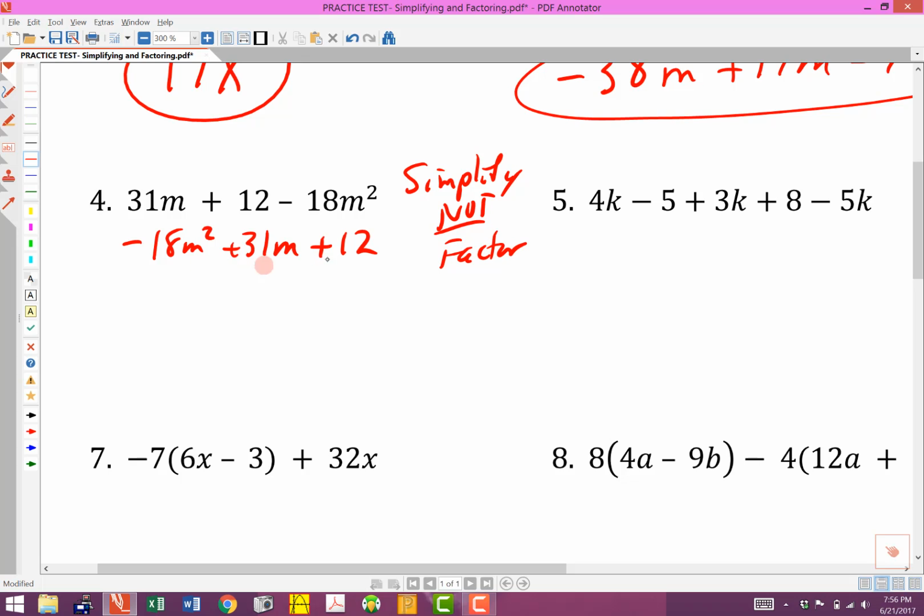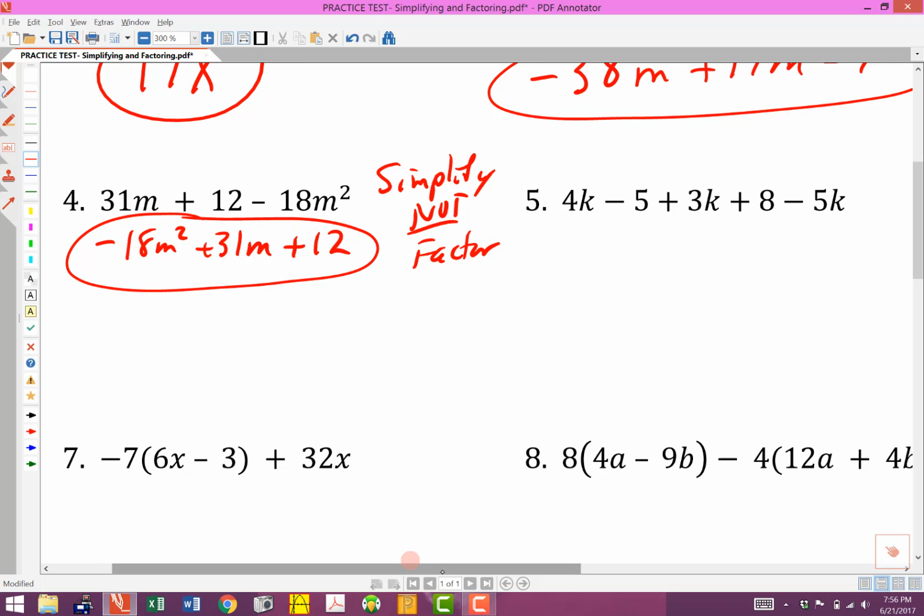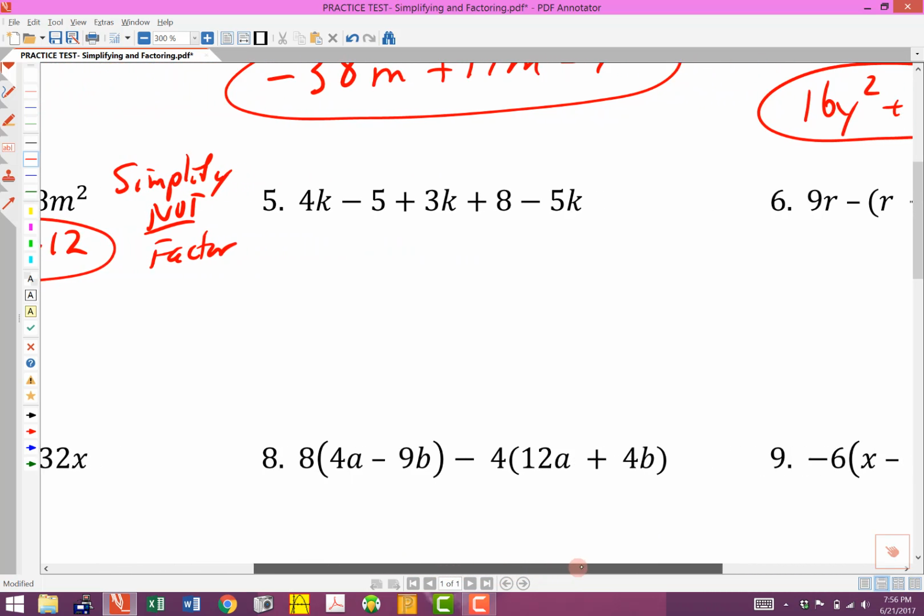So is this simplified? Are there any terms that we can combine? The only thing that we had to do on this one was just reorder it, so that's it. Okay, so we're done with that. So don't get confused and start factoring and stuff like that. Okay, let's take a look at the next one.